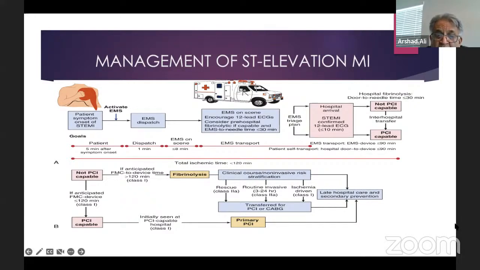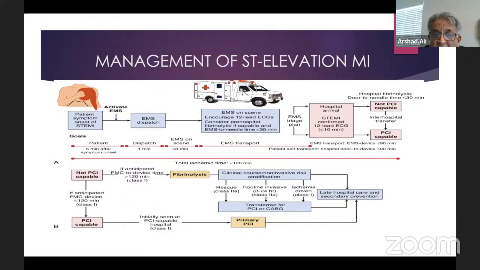If there is a delay to that, then we go to fibrinolytic therapy. And if the PCI is not available at the hospital, we do the fibrinolytic therapy. TPA is a classical one, but we have TNK and different modifications of the fibrinolytic agents available.